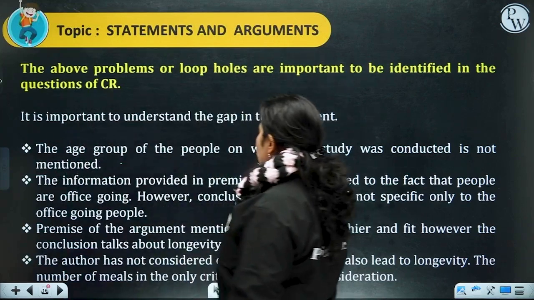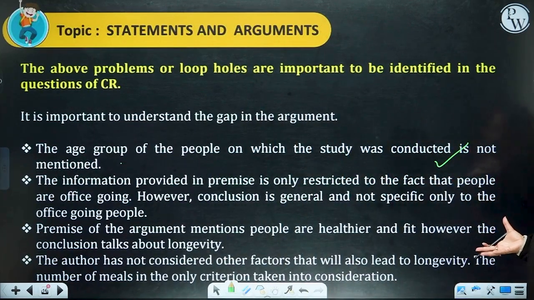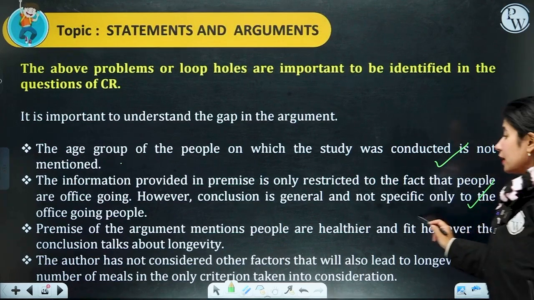So the age group of the people on which the study was conducted is not mentioned. So you have assumed that if it is true for a certain set of people, it will be true for everybody. The information provided in premise is only restricted to the fact that people are office going. Conclusion is general. So you are assuming that it's valid for everyone taken into consideration. So premise of the argument mentions people are healthier and fit, while the conclusion talks about longer life.